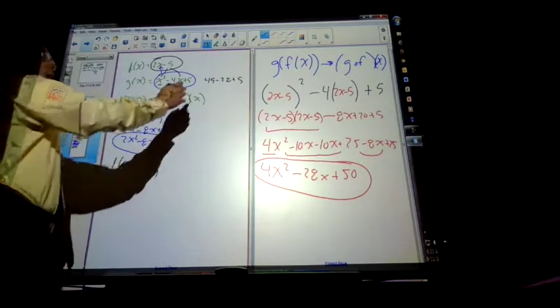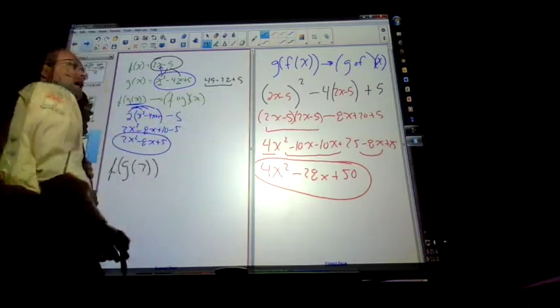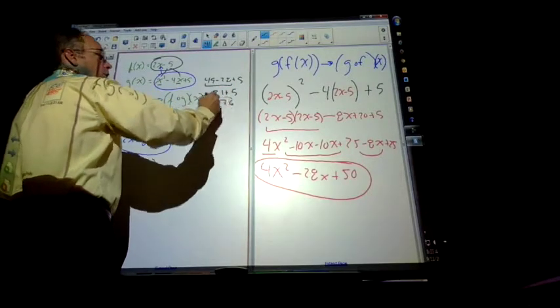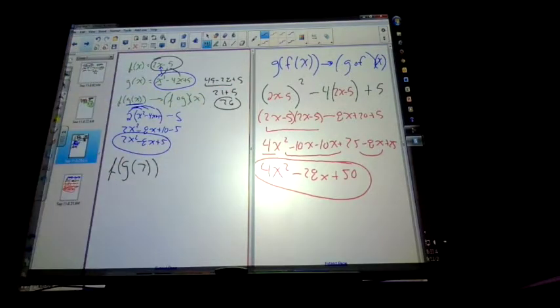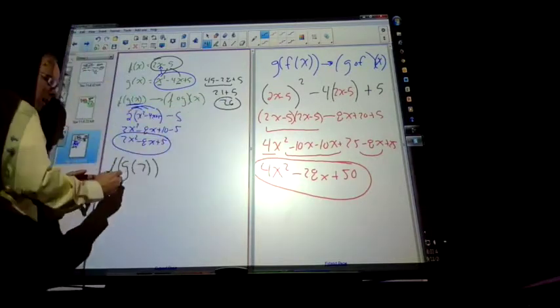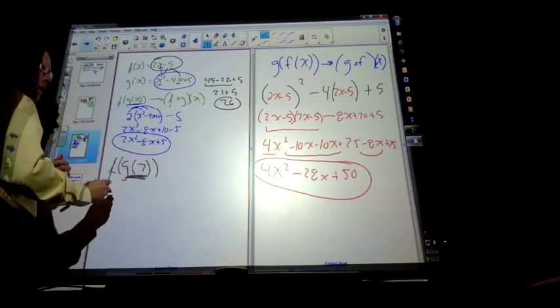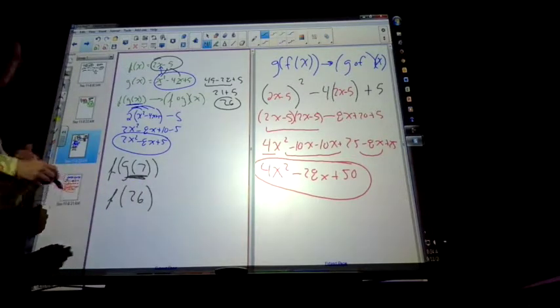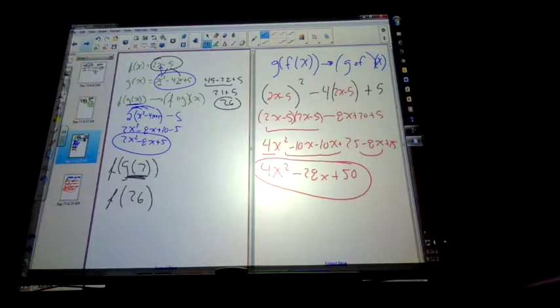Do the arithmetic. So 49 minus 28 is 21. Add that to 5, which is 26. What am I going to do with 26 now? Plug it into f of x. So now I have 26. So I did my inner first. Found that's going to be 26. So this is now going to become function at 26. Why is it function at 26? Because g at 7 is equal to 26.